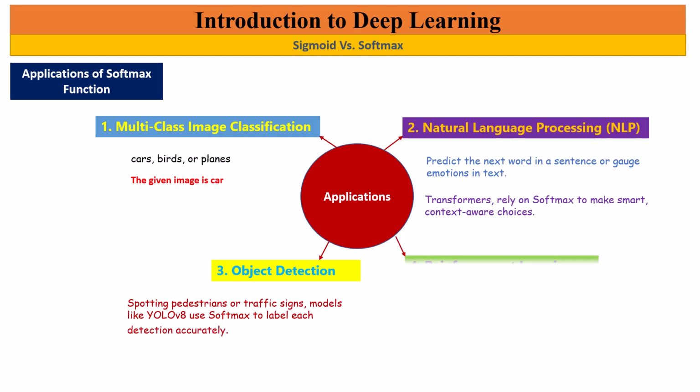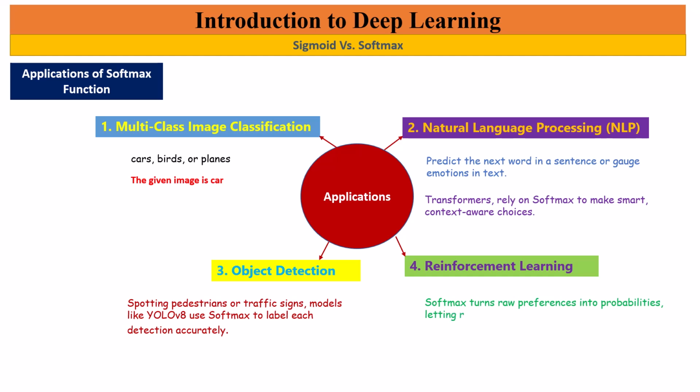4. Reinforcement learning. Do you know how AI agents choose actions? In reinforcement learning, Softmax turns raw preferences into probabilities, letting robots learn optimal.